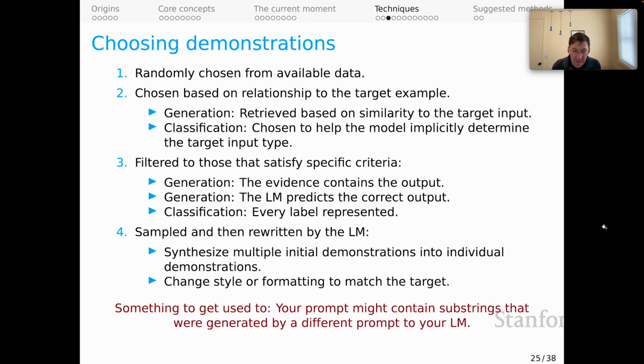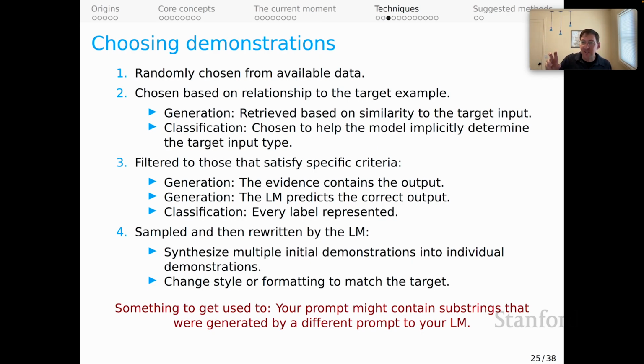The fundamental thing that you have to get used to, and that will seem obvious in retrospect, is that for powerful in-context learning systems, your prompt might contain substrings that were generated by a different prompt to that self-same language model. And yes, that could be recursive, right? Even those substrings might themselves be the product of multiple calls to your language model.